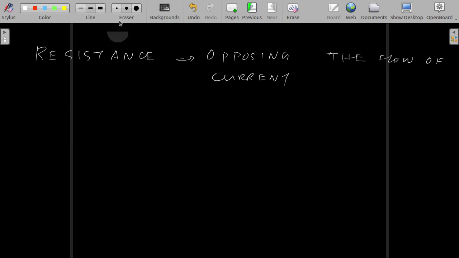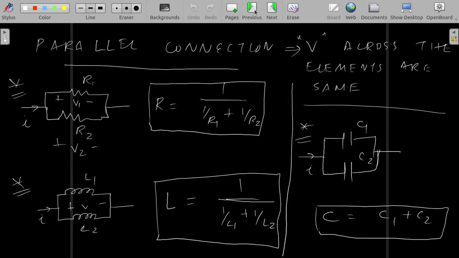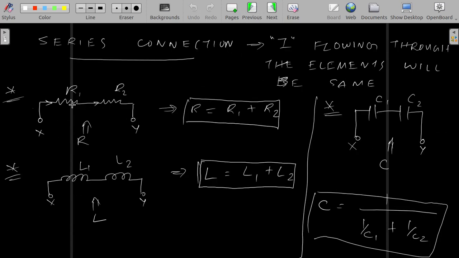Anyway, that is the idea. Resistance is the opposition to the flow of current. That is why, in a series connection, when we connect one resistance after the other, the current coming here has to face some opposition, and again when it reaches here, it has to face some opposition to get to this point. So effectively the opposition to the flow of current is increasing; that is why series connection increases resistance.